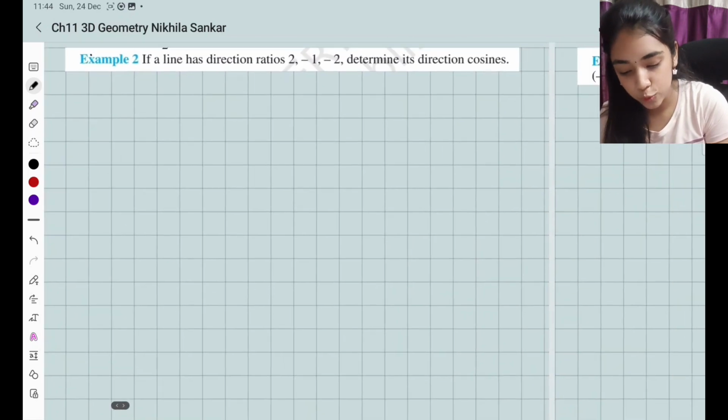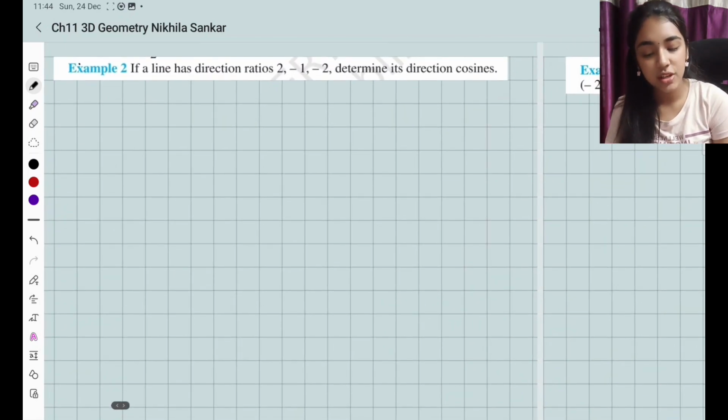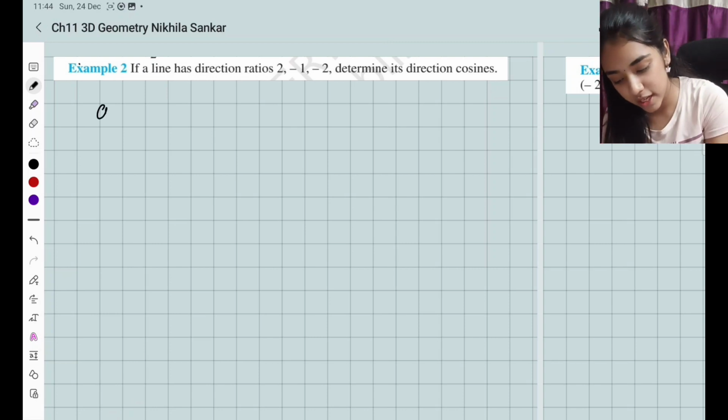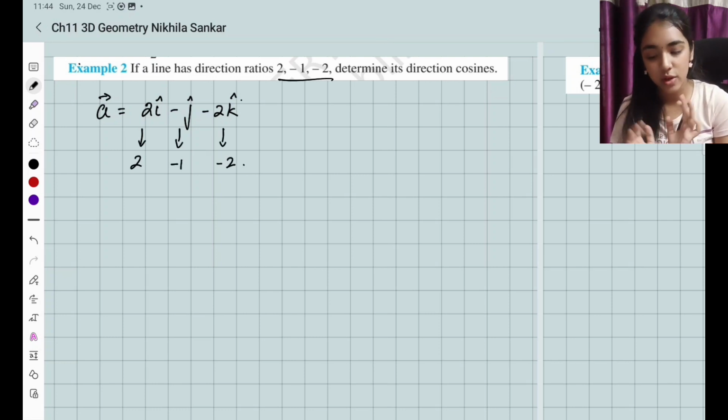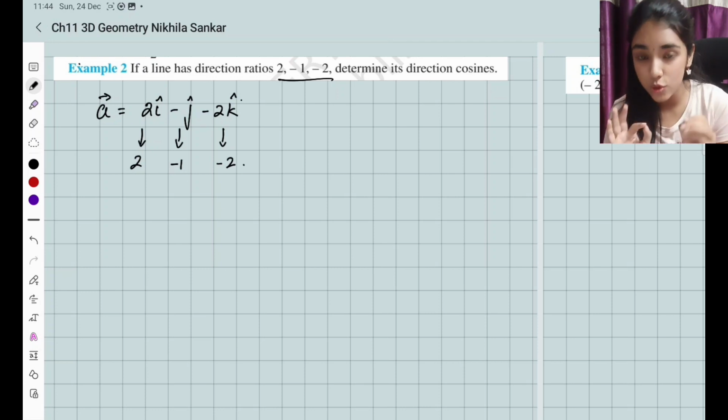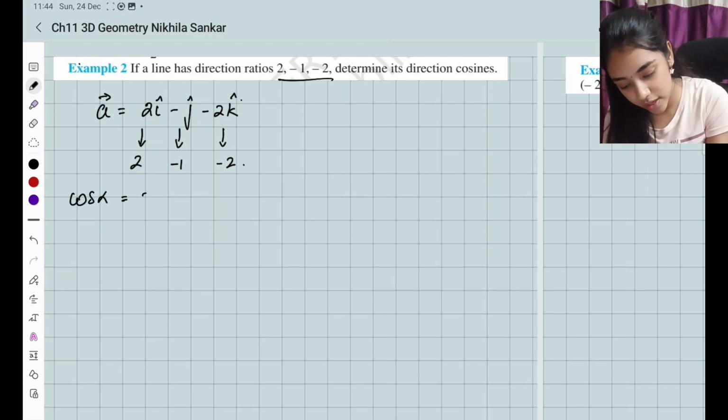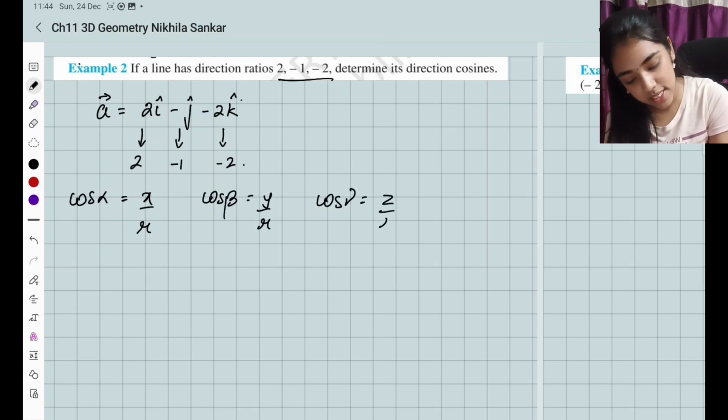Now example 2. If a line has a direction ratio 2 minus 1 minus 2. அப்படின்னா என்ன அர்த்தம்? Direction ratio னா என்ன? So you have some vector a which is written in terms of 2i cap minus j cap minus 2k cap. கரெக்டா? இதுல இருந்தானே direction ratio எடுக்கிறோம். 2 minus 1 and minus 2. இதுதான் questionல கொடுத்திருக்கான். So I have written the vector. இப்போ நம்ம direction cosines எப்படி எழுதுவோம்? You know that cos alpha is going to be x by r, cos beta equals y by r and cos gamma equals z divided by r.